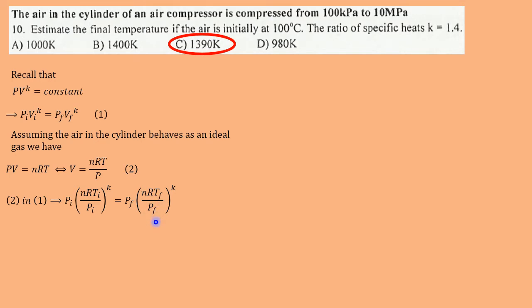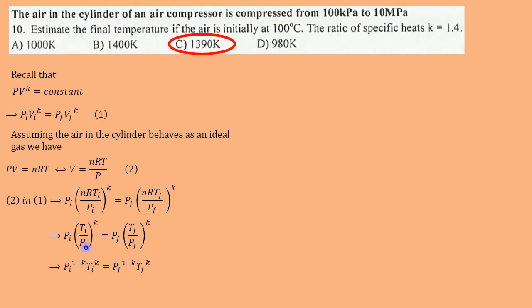So when we simplify that, we're going to have Pi into Ti over Pi raised to the K to be equal to Pf into Tf over Pf raised to the K. So you can clearly see that nR cancels out with nR because it's common and they have the same powers. Now at this point, we're going to have on the left hand side Pi raised to the 1 minus K, and on the right hand side Pf raised to the 1 minus K. Then for the temperatures, they are both raised to the power K.